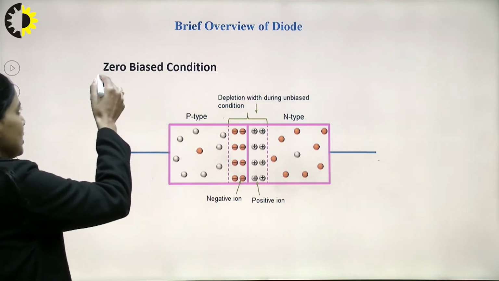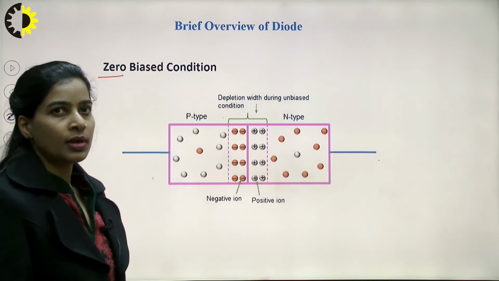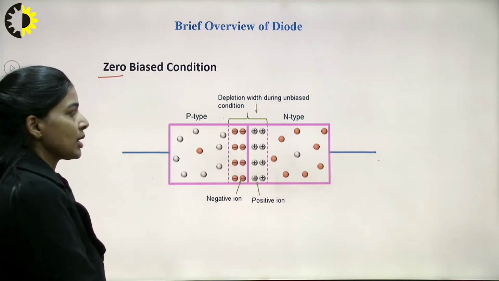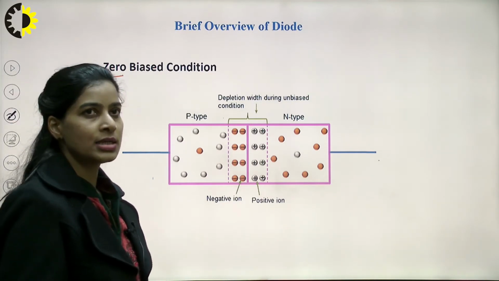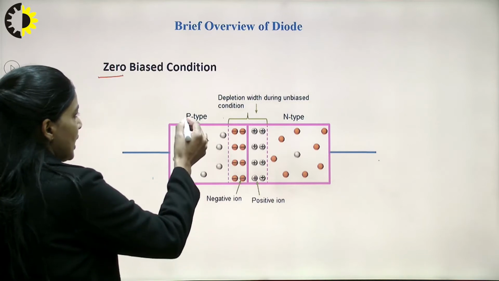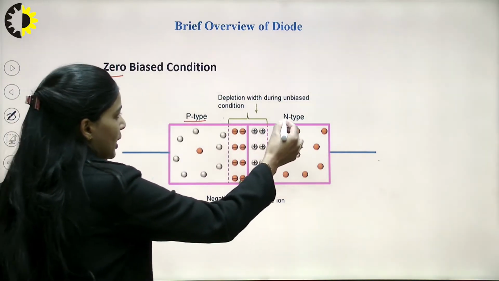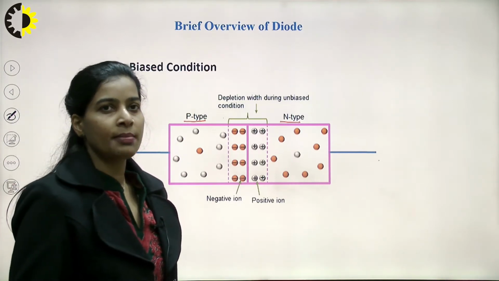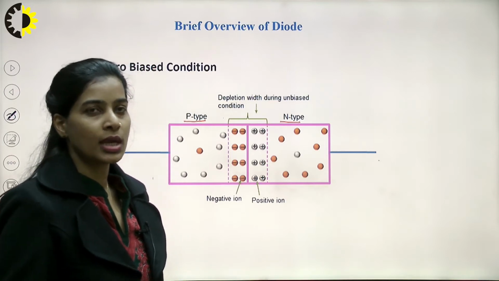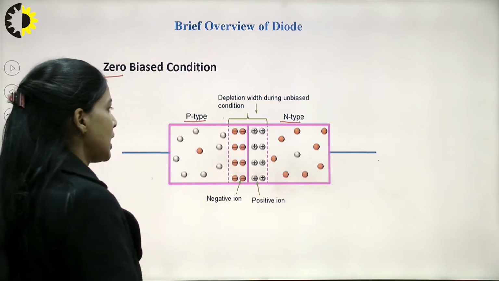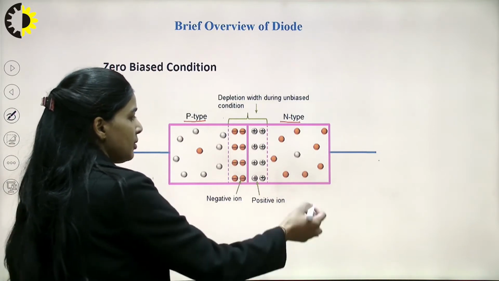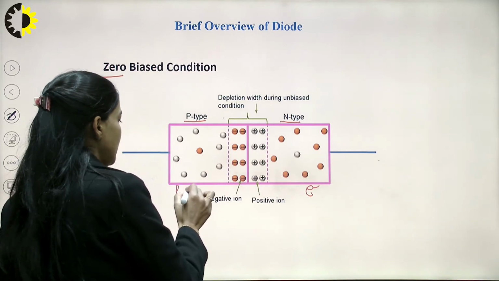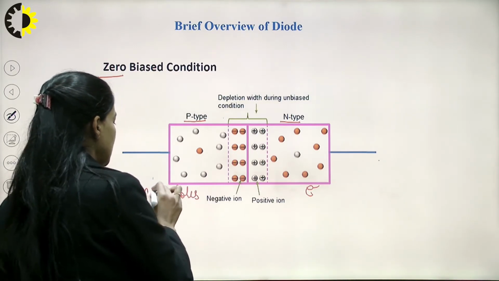First we will see what the state of a diode is when it is not having any biasing. This is the cross sectional view of the physical structure of the diode. On the left side I have a P type material, on the right side an N type material. As we all know, P type materials have holes as majority carriers, and N type materials have electrons as majority carriers. So at this side we have electrons in majority, and at this side holes are the majority carriers.